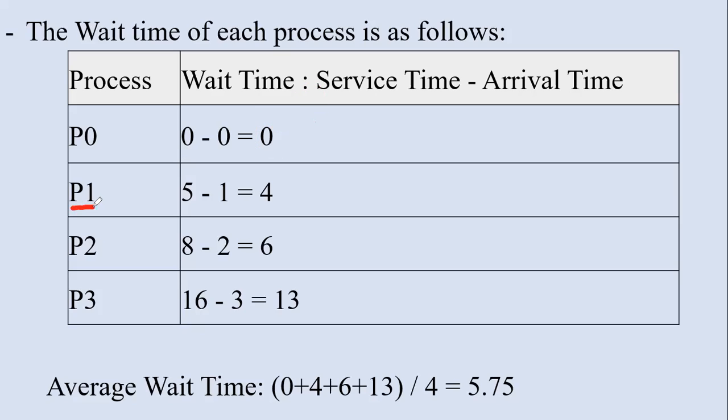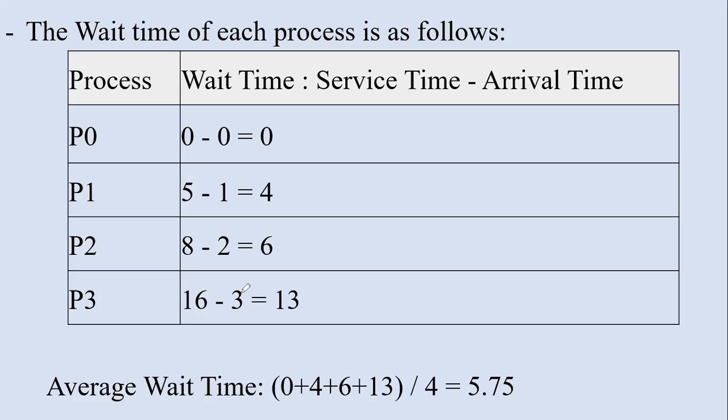Process 1 arrives at time 1. Its service time is 5. So its waiting time is 4. Process 2 arrives at time 2. Its service time will be 8. And therefore the waiting time will be 8 minus 2, which is 6.